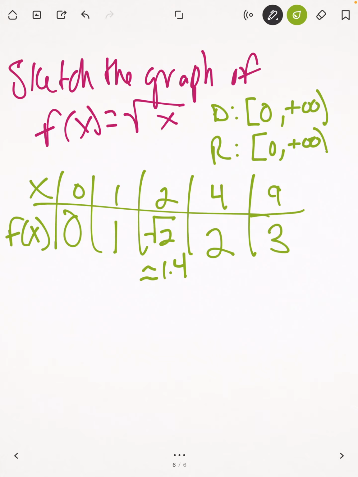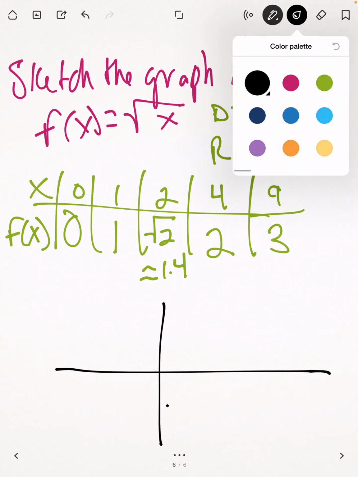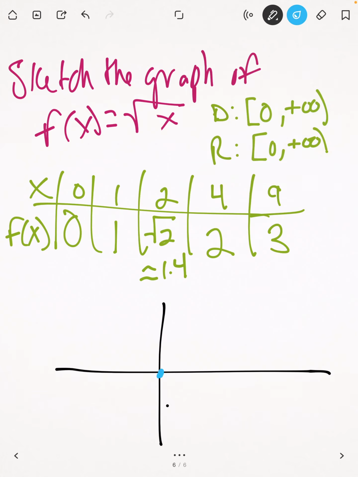And so we can go ahead and sketch that graph. Let me pick a different color. So at 0, 0, and let me put my tick marks in. 1, 2, 3, 4, 5, 6, 7, 8, 9, and 2, 3. And that should account for all of them. We have 1, 1, then 2, root 2, which is about 1.4. 4, 2. And then at 9, we're at 3. And so we have something that looks like that.